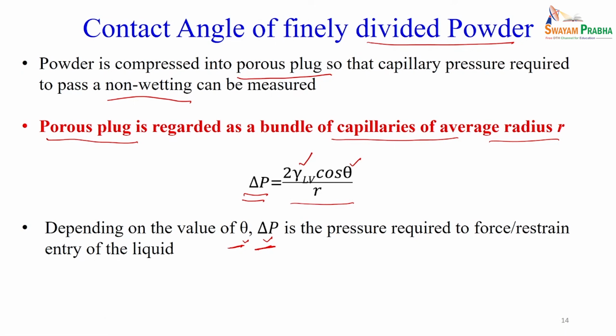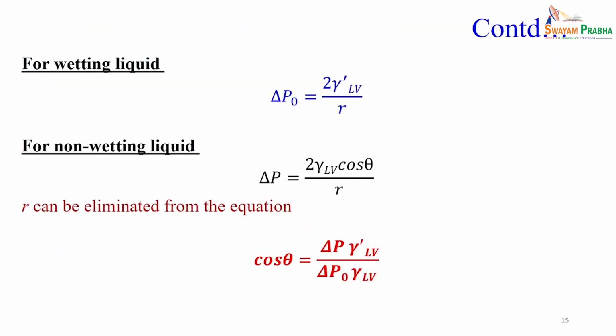Now, one more parameter is there, R. How do we determine the value of the average capillary radius? For this, we will pass the wetting liquid through the same column. For a wetting liquid, theta is equal to 0 degree, so cos theta is equal to 1.